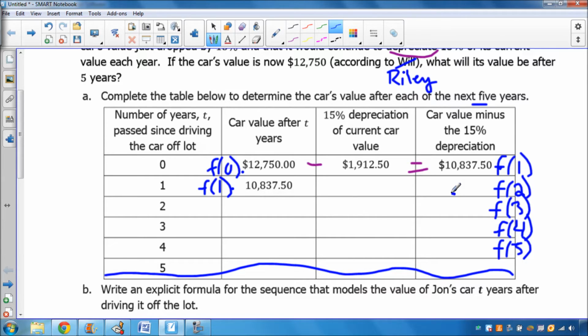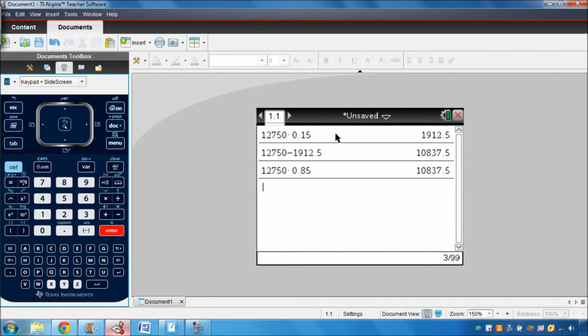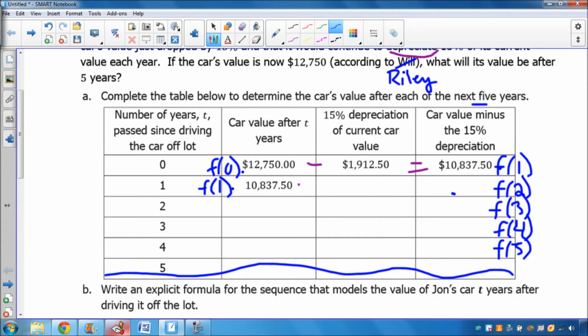So I can just take $10,837.50, multiply that by 0.15 to fill in this value, and then subtract, or I could just multiply this by 0.85 right here. So let's try that instead. So I'm going to take 10,837.50, my answer, and just multiply it by 0.85, and then I get this answer right here, $9,211.88. So let's go ahead and fill that in our chart right here. So this would be $9,211.88.